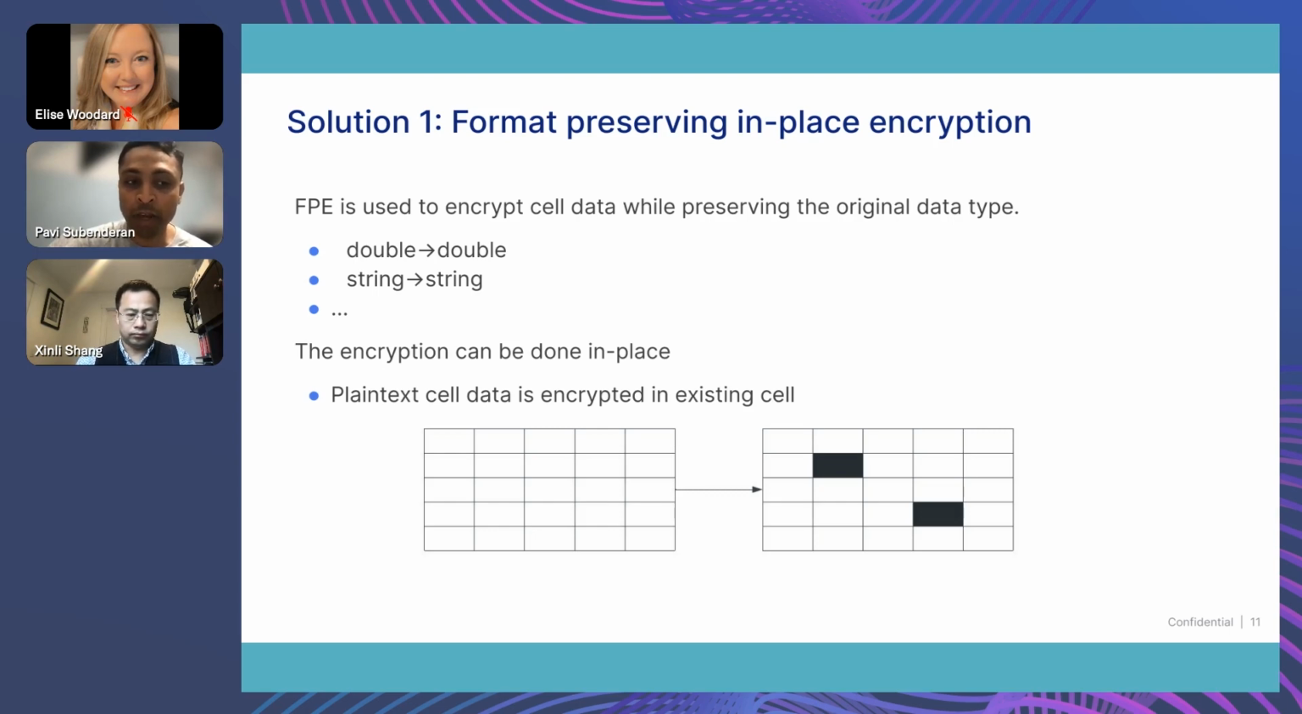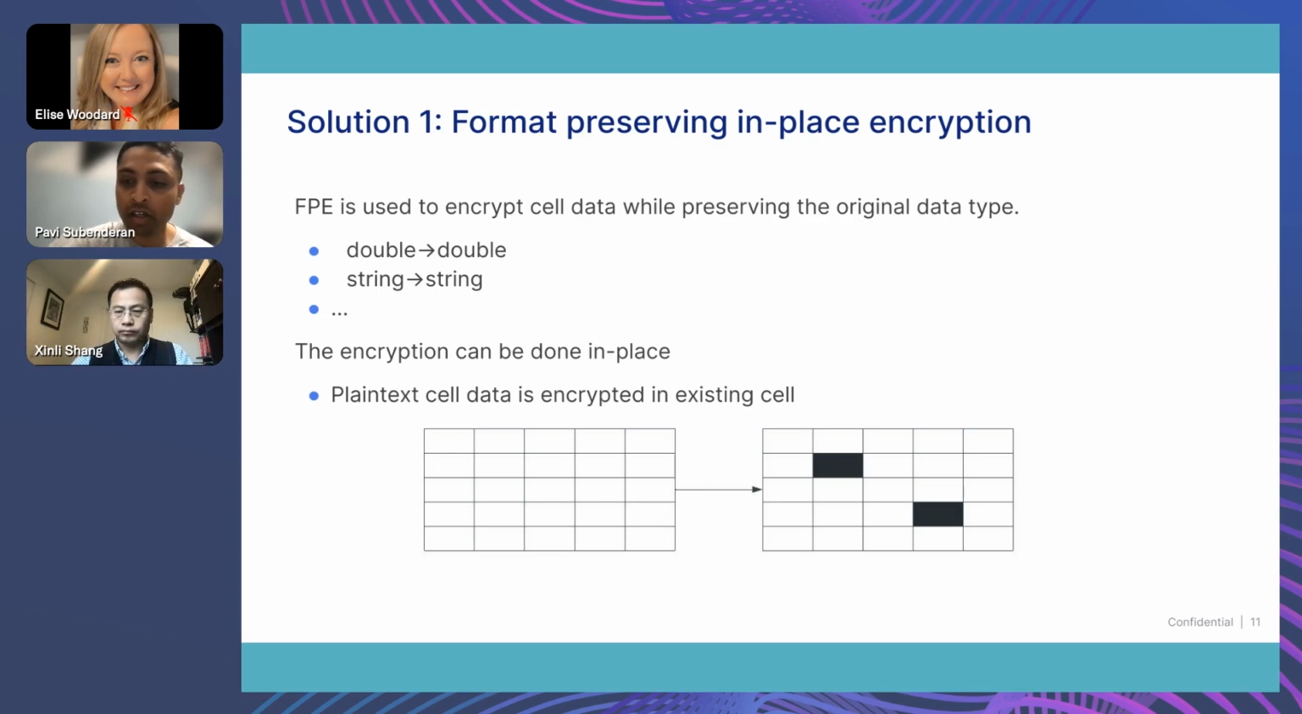Every basic data type needs to encrypt into its own data type, and the reason we might want this is it allows encryption to be done in place, where the plain text data and the encrypted data can be stored in the same cell. So within a column, the original values and the encrypted values can be stored within the same column. So this is the idea behind this approach.